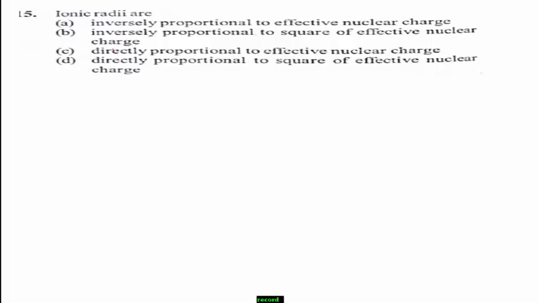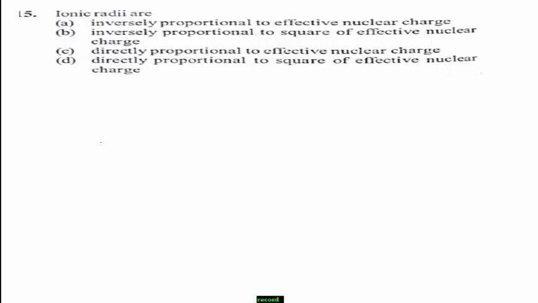Students, the radius of an ion depends on the effective nuclear charge. The more the charge, the more heavily the electrons are attracted towards the center and the lesser the size. Hence, the ionic radii are inversely proportional to the effective nuclear charge. Therefore, inversely proportional to the effective nuclear charge is the right answer. Ionic radii are inversely proportional to the effective nuclear charge.